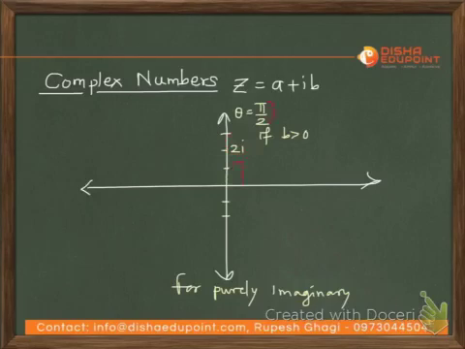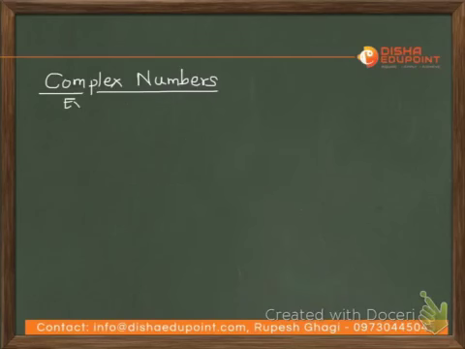If b is negative, then theta is equal to minus pi by 2. The principal argument is minus pi by 2. Like, let's consider this example, minus 4i. The number is here, right? And the angle is minus pi by 2.